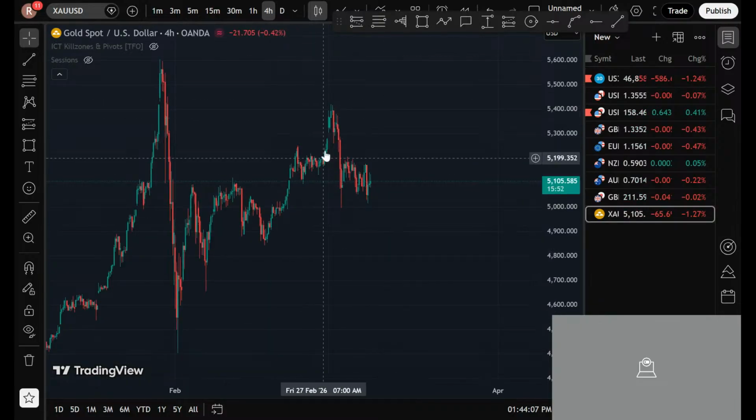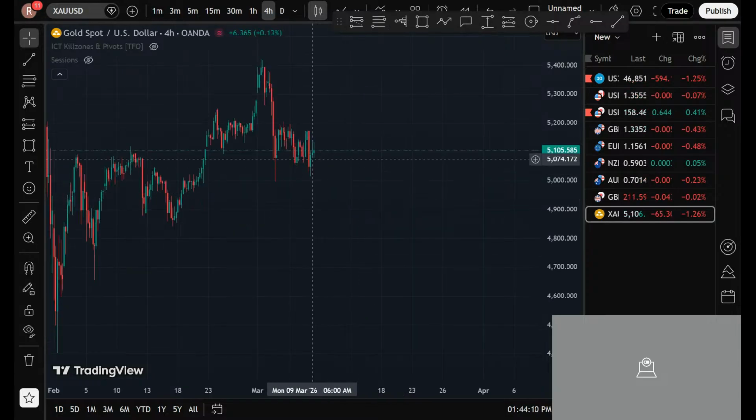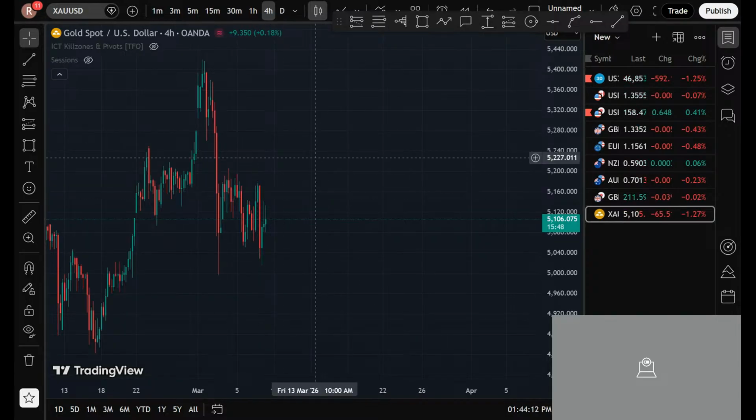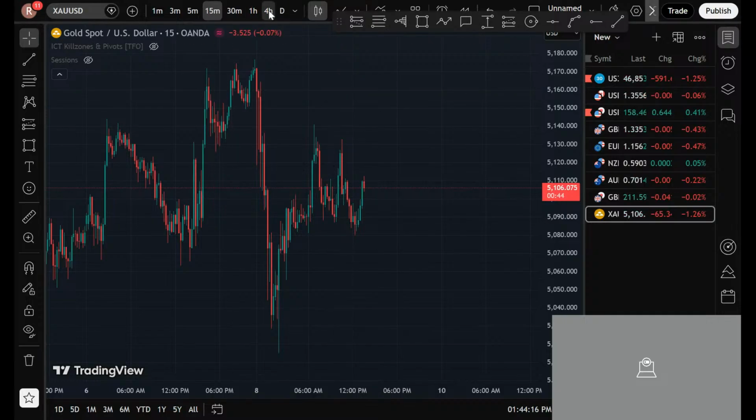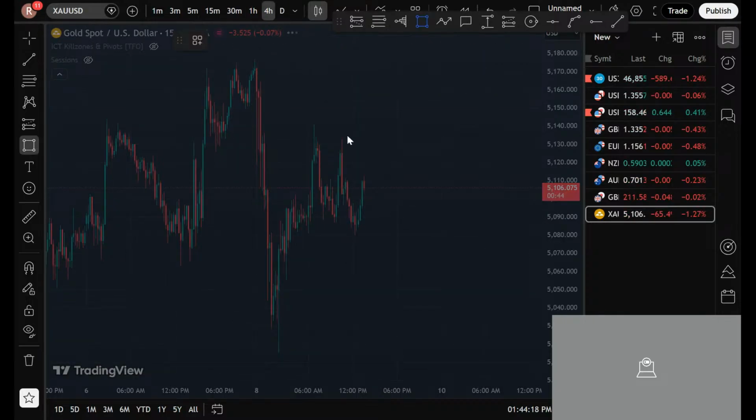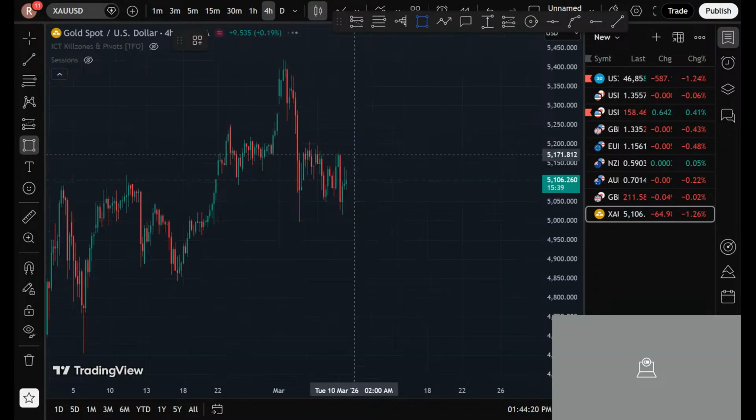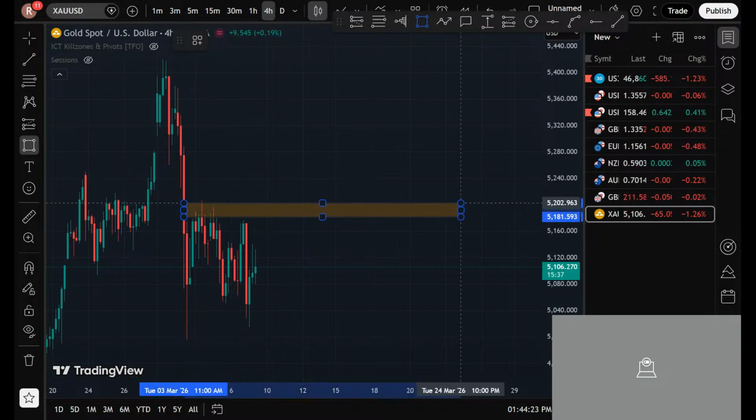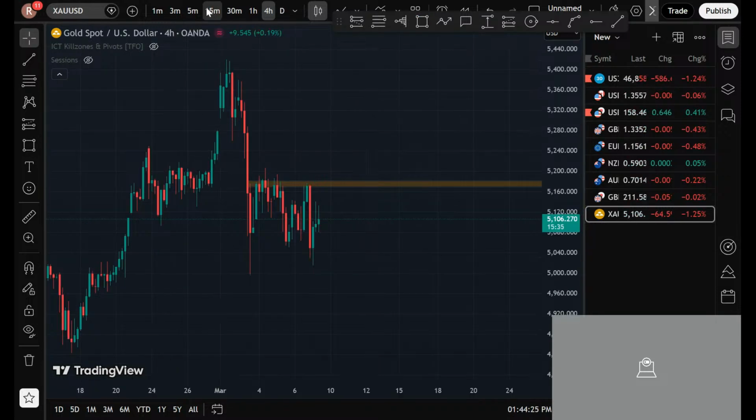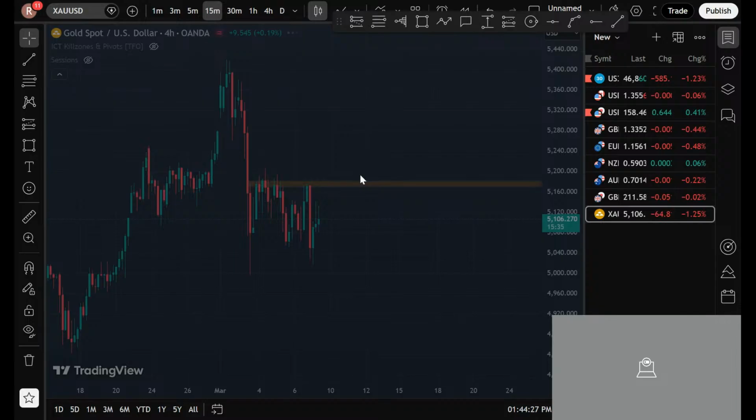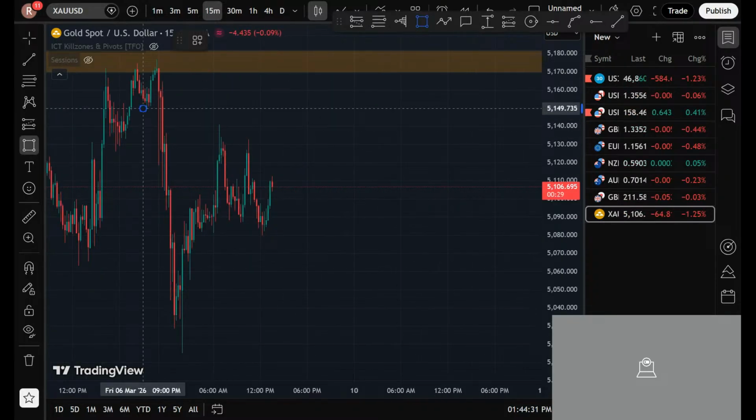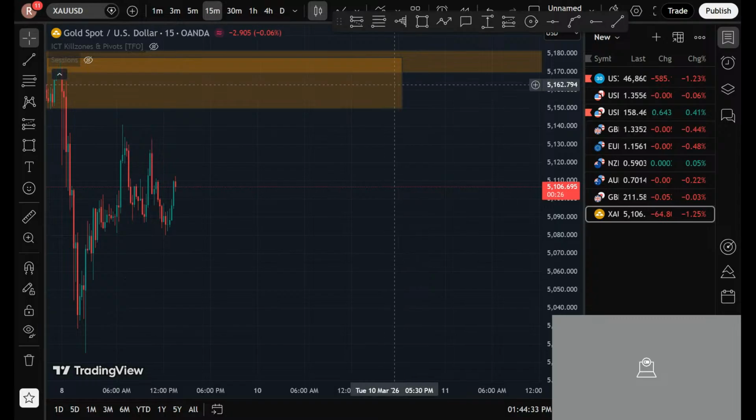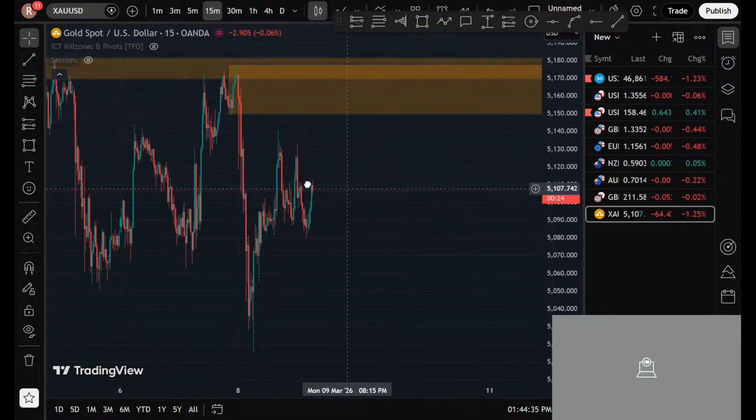On the 4 hour, I can see buyers, sellers, buyers, sellers, buyers, sellers. Sellers are kind of strong, bro. From this zone, which means the order flow is over here. Market has not tapped this order flow.